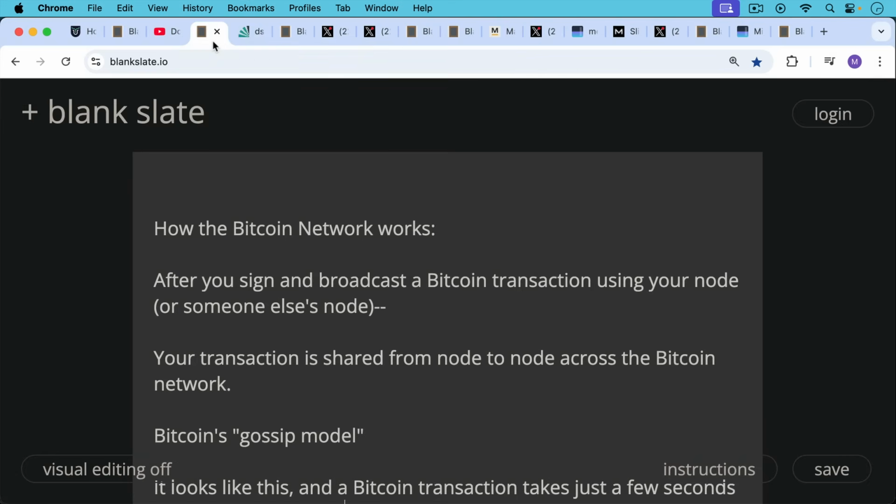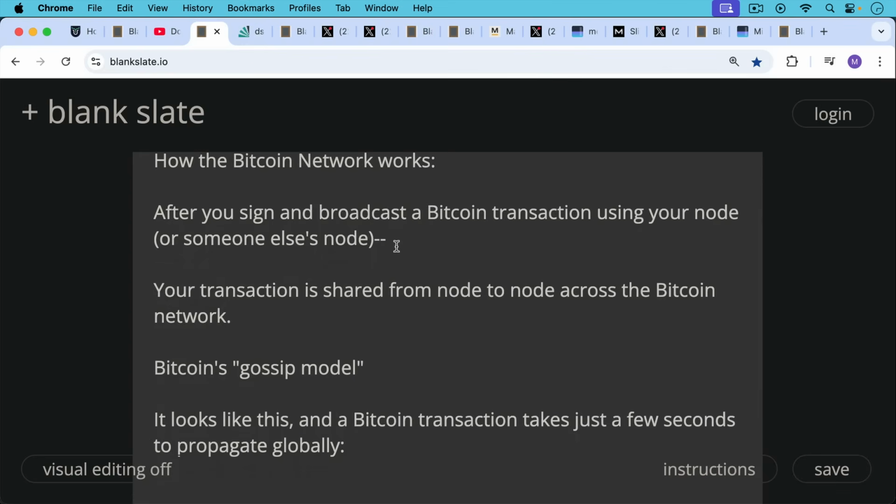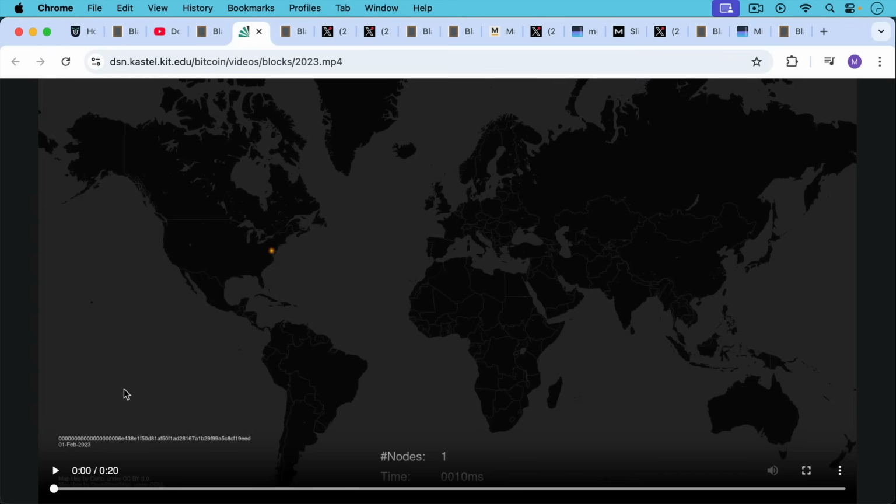So I want to talk about this, but first I want to talk about how the Bitcoin network works. After you sign and broadcast a Bitcoin transaction using your node or using someone else's node, your transaction is then shared from node to node across the Bitcoin network. That's what the network is. It's an interconnected series of nodes. When this transaction is shared from node to node across the Bitcoin network, this is what's called Bitcoin's gossip model. And it looks like this, and a Bitcoin transaction takes only a few seconds to propagate globally.